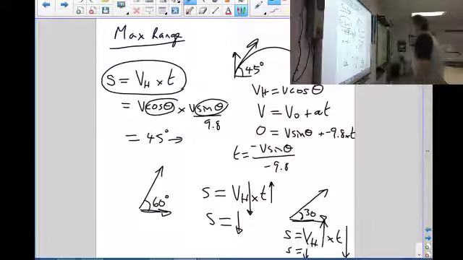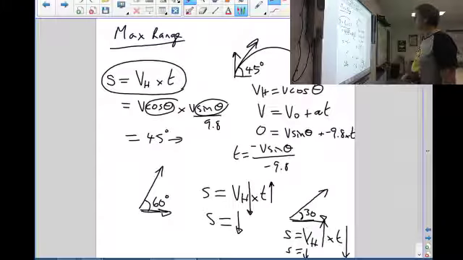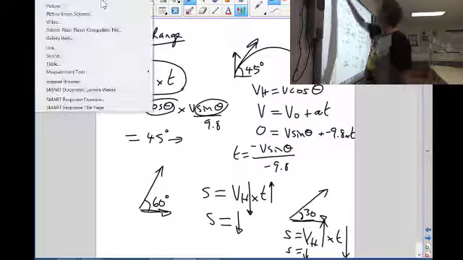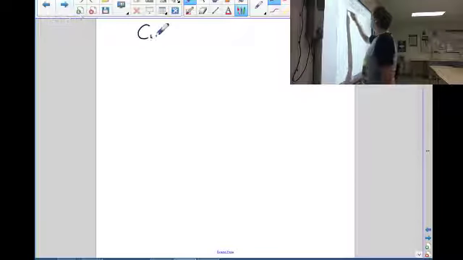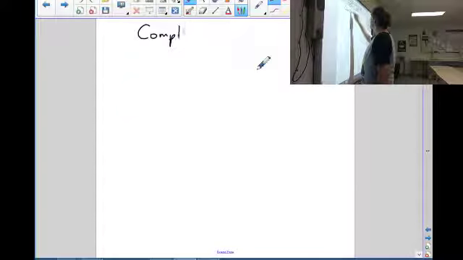And so that was good. So that's something to bear in mind. Maximum range is at 45 degrees. Now let's take this one step further. It turns out you can get complementary angles giving you similar ranges or the same range.